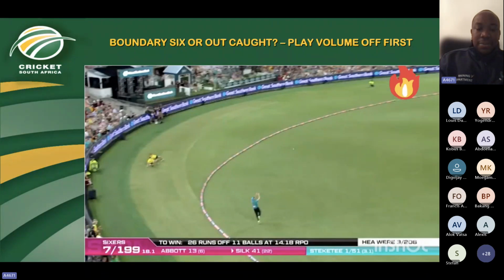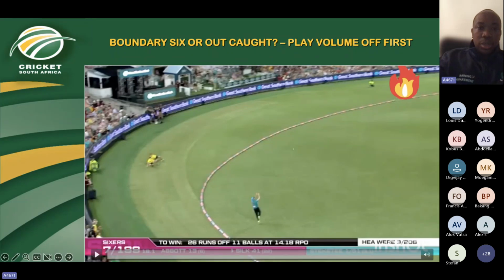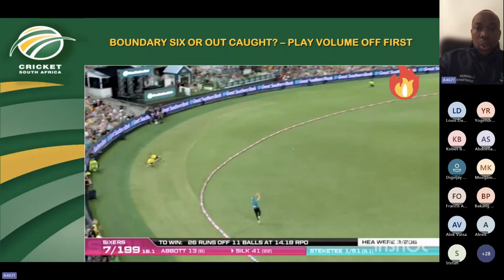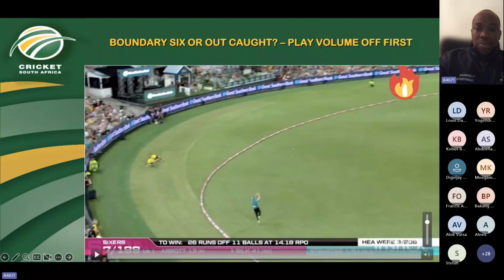And the commentators give actually a very good description of the law. So I'm going to play it without audio so that the commentators don't give it away. I want you all to decide and type into the chat box whether you think it's a boundary 6 or it's out caught, and we will discuss it during the question and answer session. Here we go.